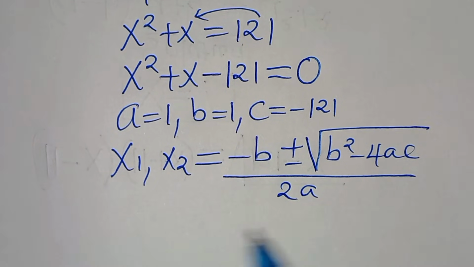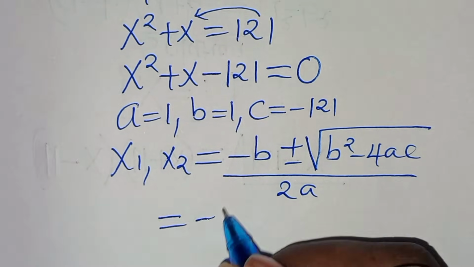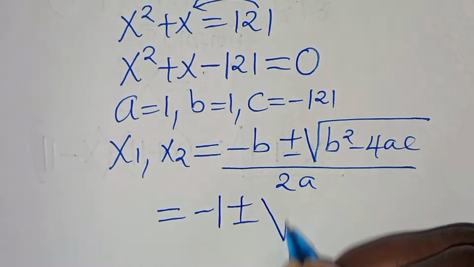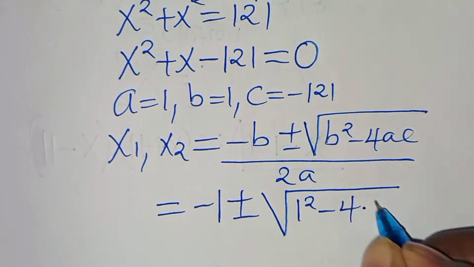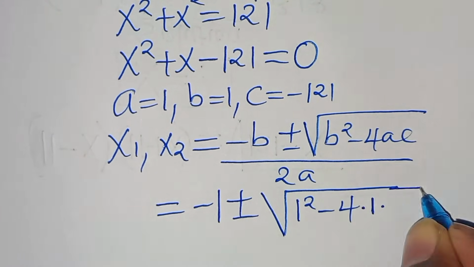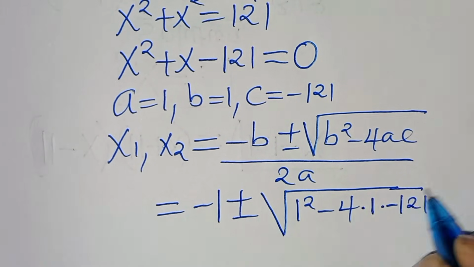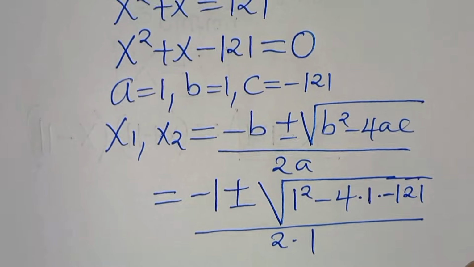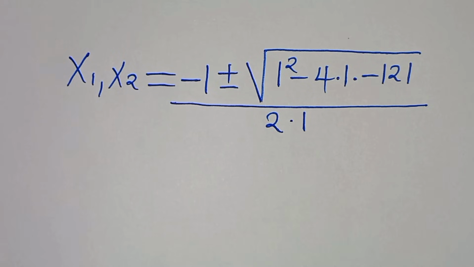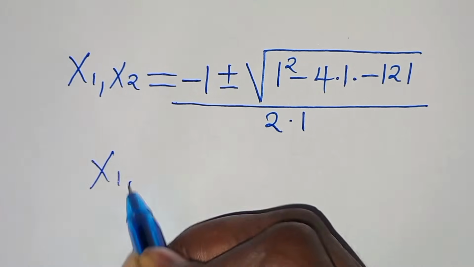So let's substitute the values of a, b, and c. So we have minus 1 plus or minus the square root of 1 squared minus 4 times a, which is 1, then times c, which is minus 121. Everything here divided by 2 times 1. Now we have x1, x2.